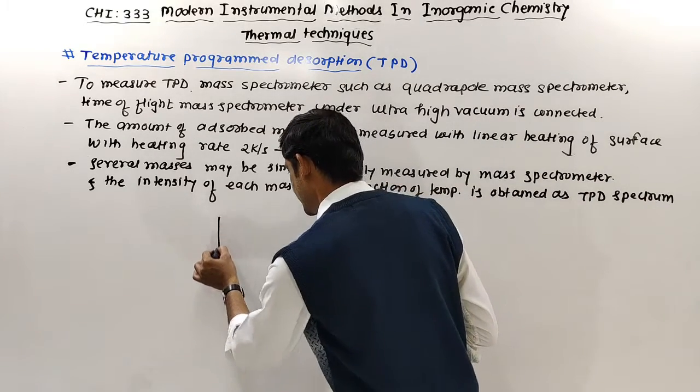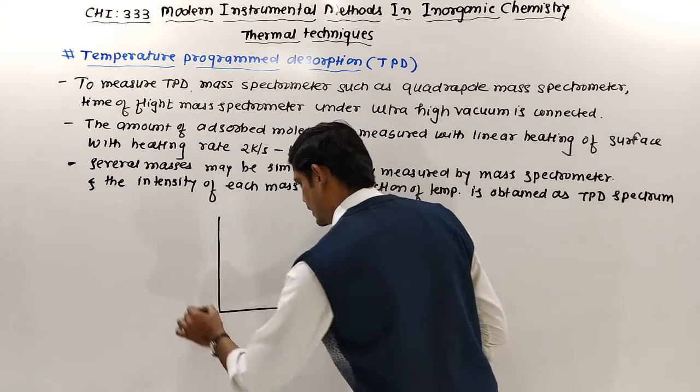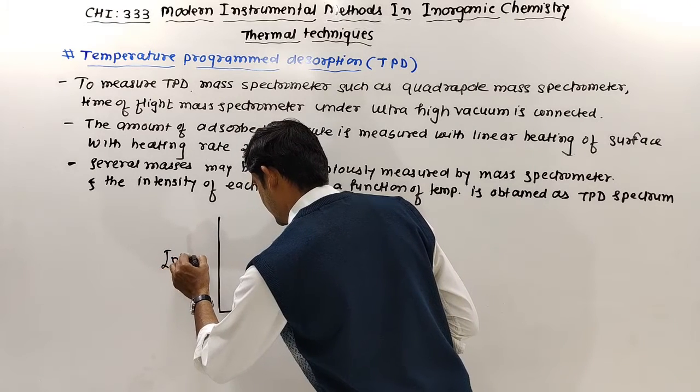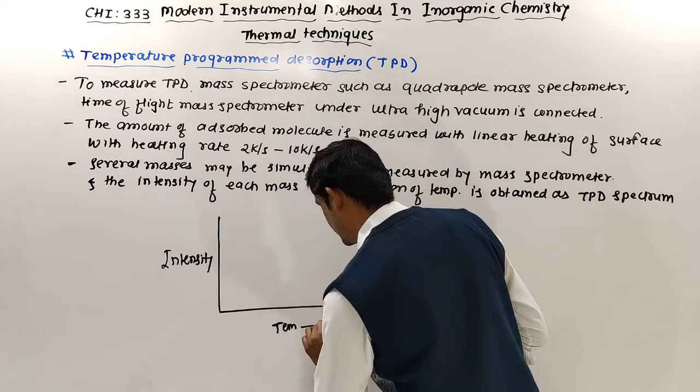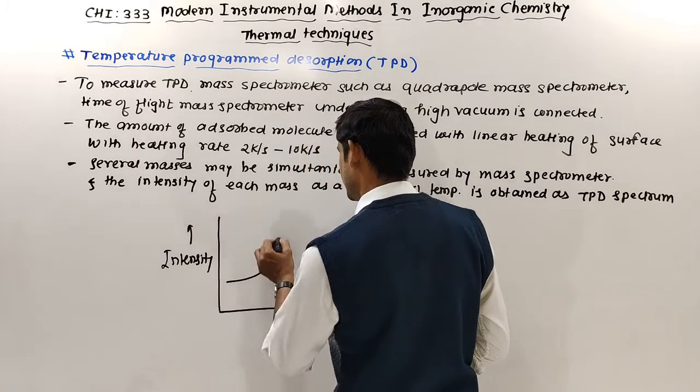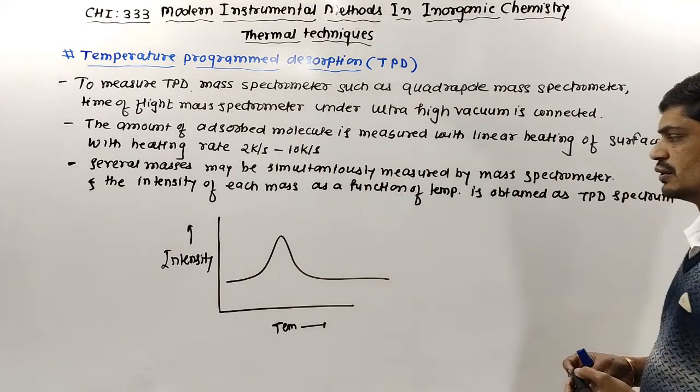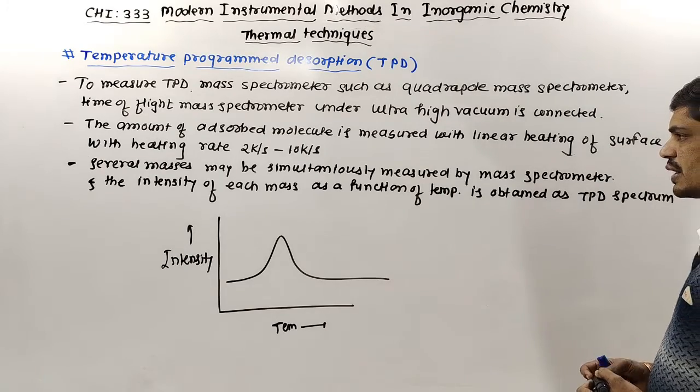So the TPD spectrum is simply the intensity against temperature, and we will get such a type of curve over here. Okay.